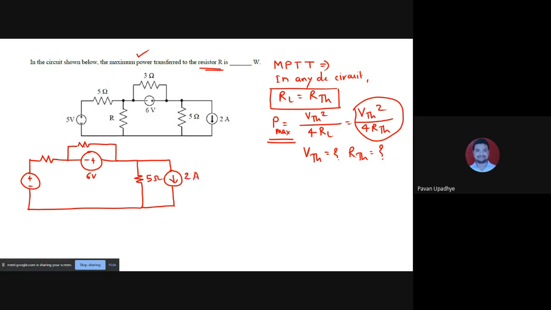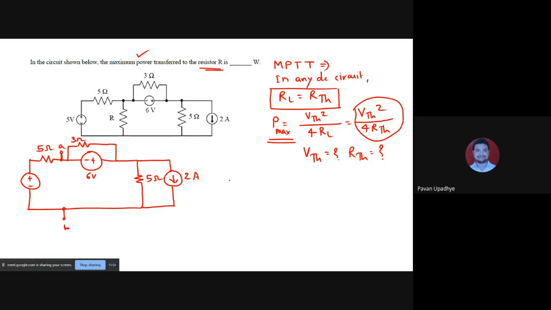The circuit has 5 ohm, 3 ohm, 6 volt, and 5 ohm. Here you can see there is a branch which needs to be removed, and when it is removed, the open terminals should be called A and B. So for the sake of understanding, I can call them A over here and B over here.